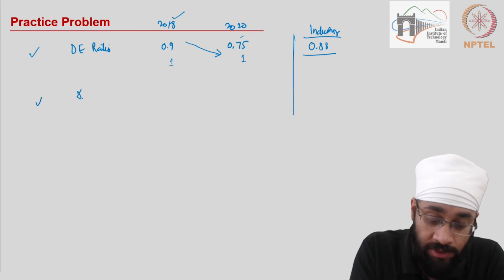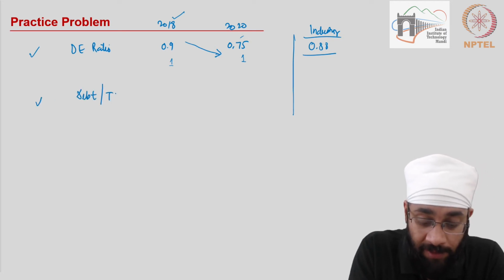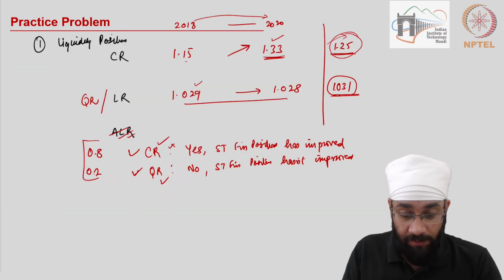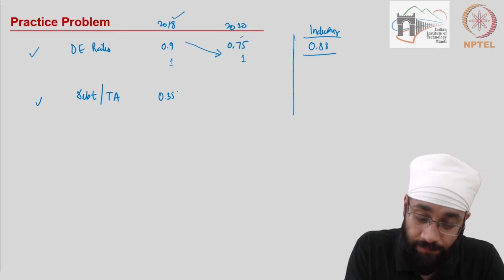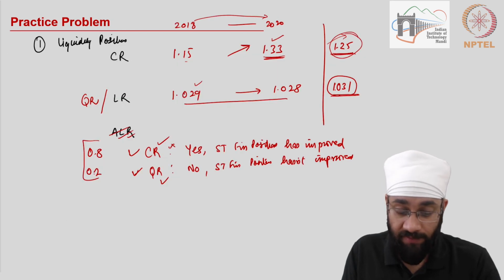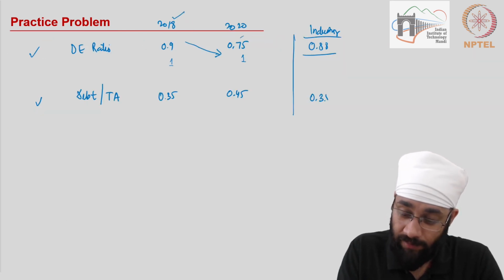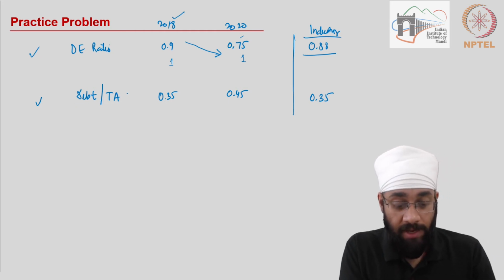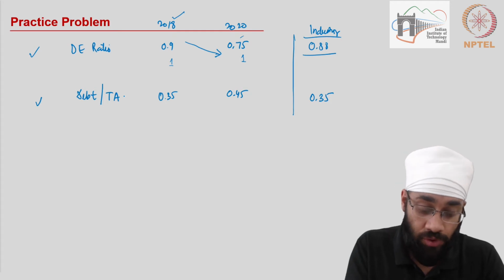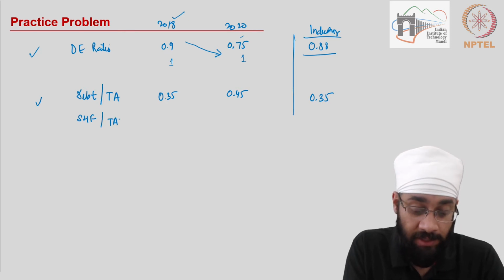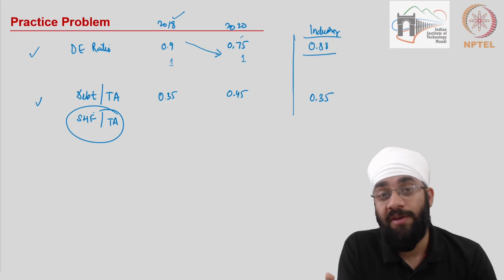The second ratio is debt divided by total assets. This is what is given to us. It goes up from 35% to 45%, and the industry average in this case is 35. What does this mean? This means debt as a total contribution to the assets. The opposite of this is shareholder fund divided by total assets. This is what we were interested in, the proprietary ratio.